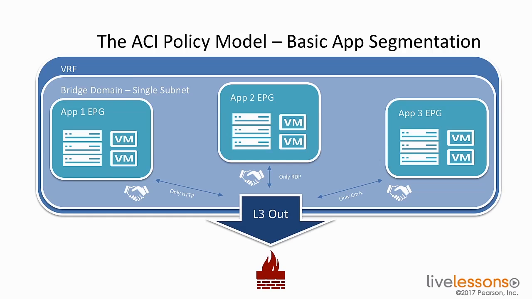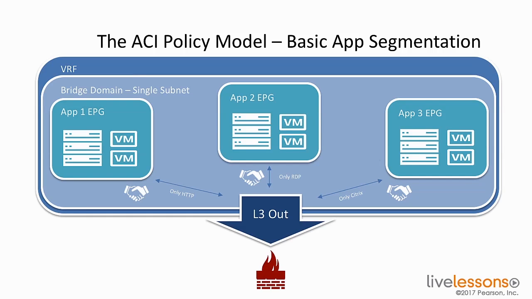into different groups. So for instance, app 1 all the way to the left may be a web application that I have. App 2 may be terminal servers that I have in my environment, whereas app 3 may be my Citrix VDI clients. So I can take VLAN 10 and I can take all my web servers and put them in a group called app 1. I take all my terminal servers, I put them in a group called app 2. I take all my VDI servers, I put them in a group called app 3.